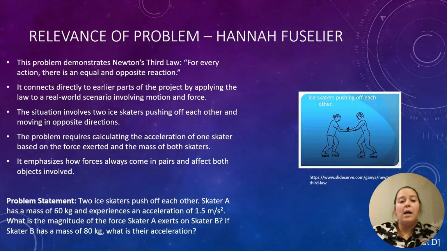Problem statement. Two ice skaters push off of each other. Skater A has a mass of 60 kilograms and experiences an acceleration of 1.5 m/s squared. What is the magnitude of the force skater A exerts on skater B? If skater B has a mass of 80 kilograms, what is their acceleration?